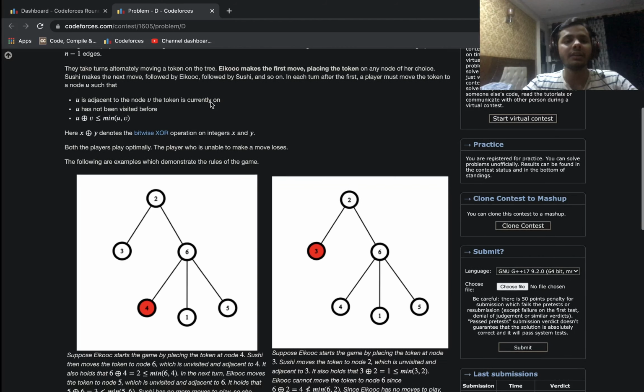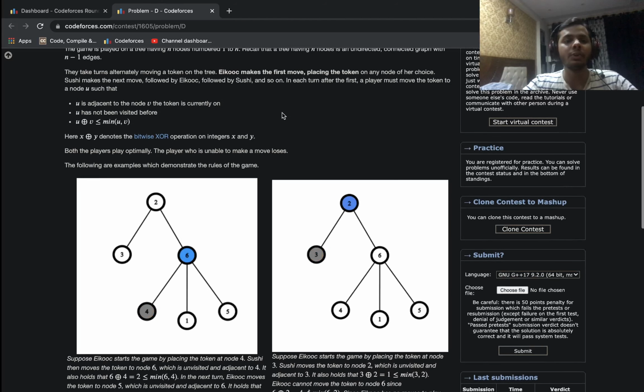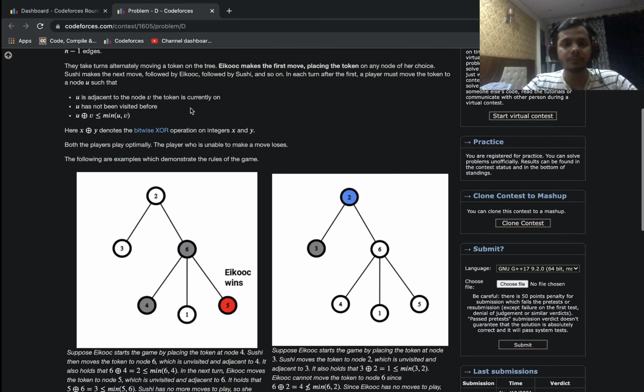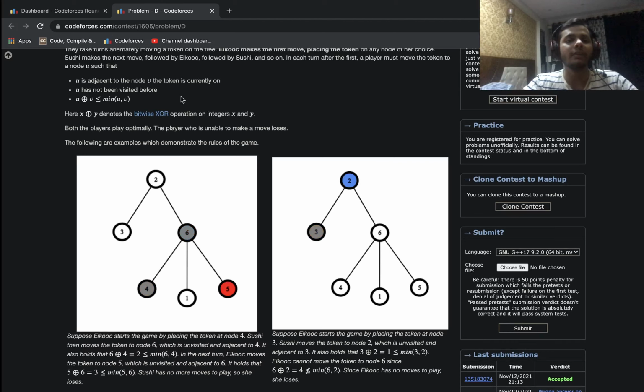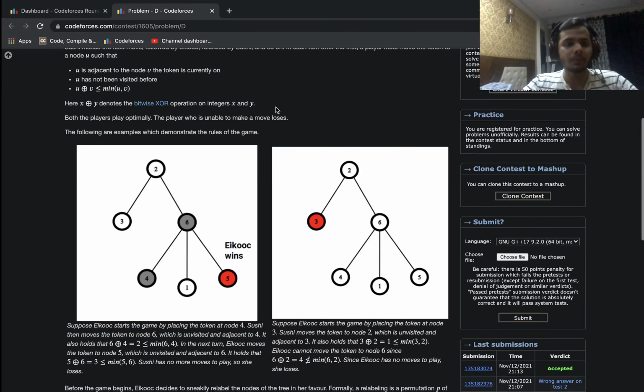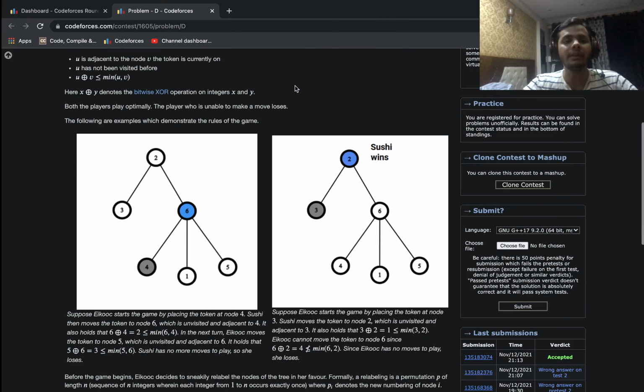So if I'm at a particular node U and I want to transfer my token to another node V, then there are 3 conditions that V should satisfy. The first is that U should be adjacent to V, and the second is that the node V has not been visited before, and the third is that the bitwise OR of U and V is less than or equal to the minimum of U and V. So these are the 3 conditions that I have to satisfy.